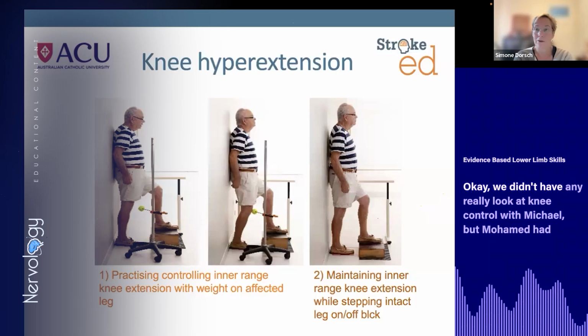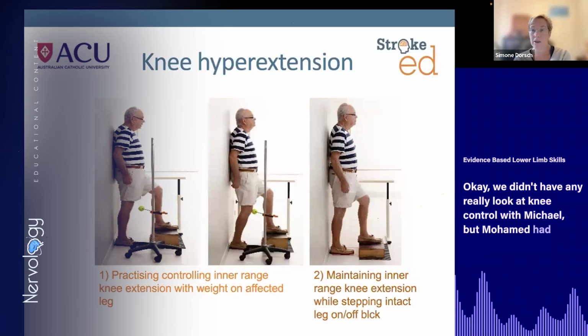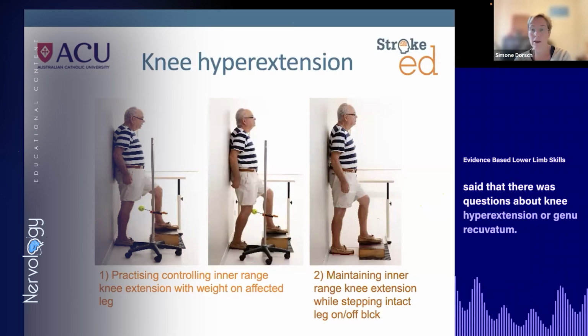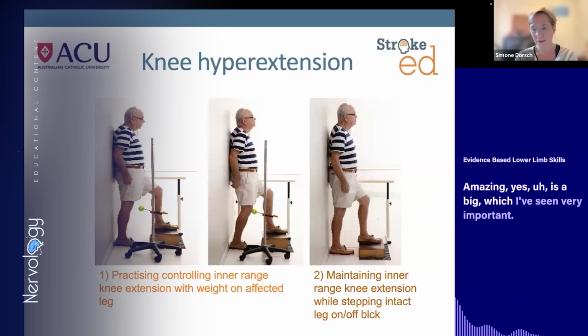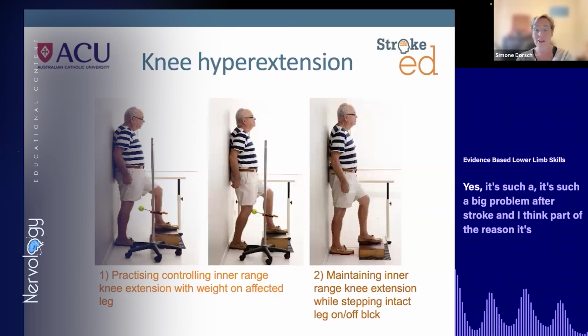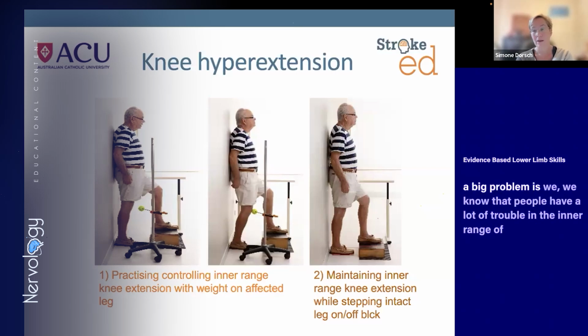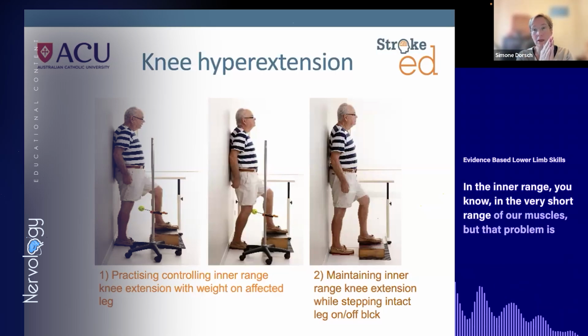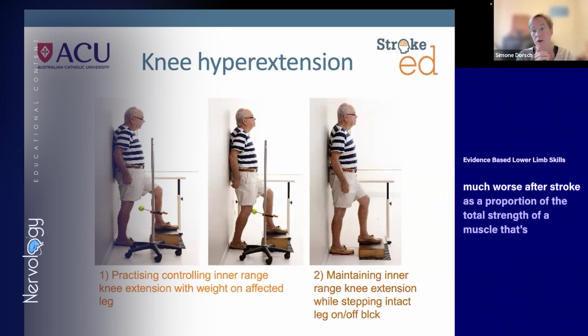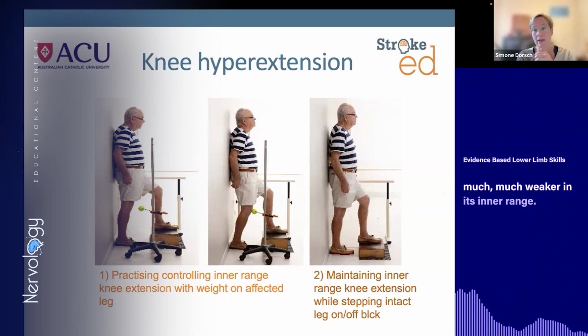Okay, we didn't have any real look at knee control with Michael, but Mohamed had said that there were questions about knee hyperextension or genu recurvatum. Yes, it's such a big problem after stroke, and I think part of the reason is we know that people have a lot of trouble in the inner range of their muscles, and we are all weaker in the inner range, in the very short range of our muscles, but that problem is much worse after stroke as a proportion of the total strength of a muscle. It's much, much weaker in its inner range.